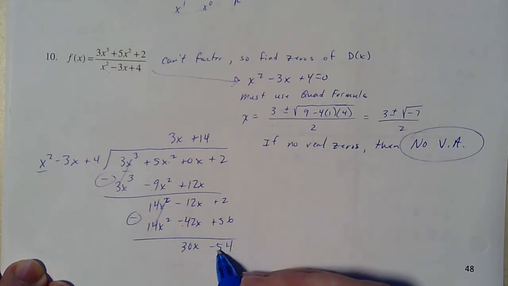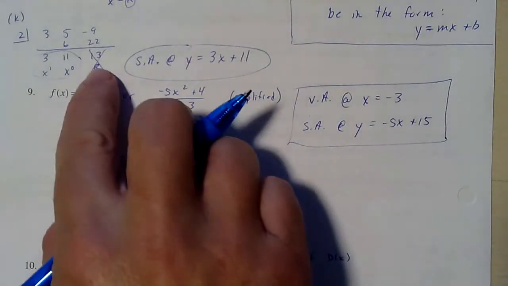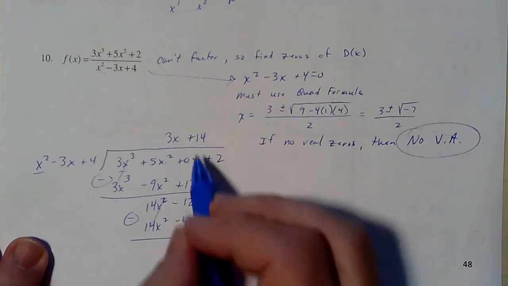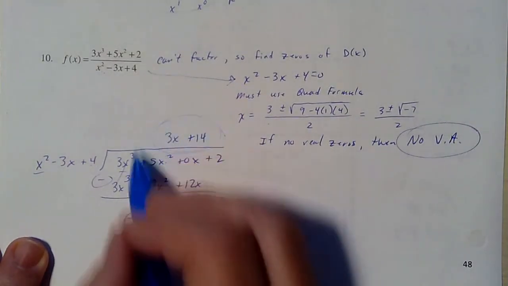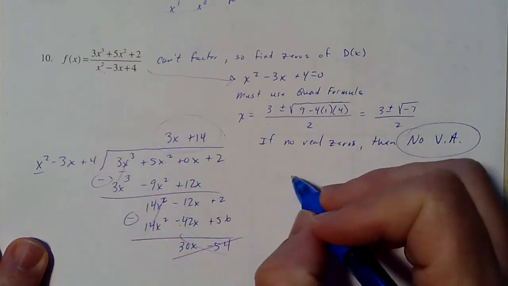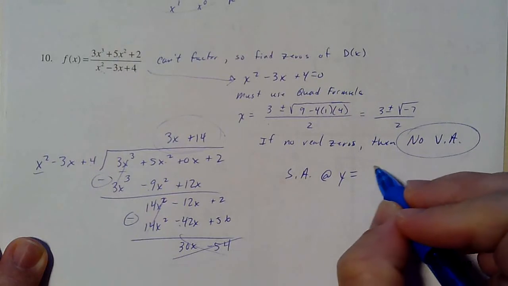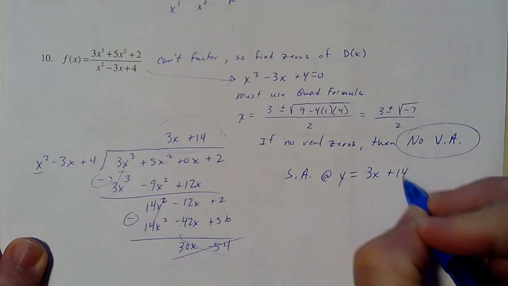This is the remainder, but what do we do with the remainder? For the slant asymptote, we disregard it. You don't have to worry about it, so we're going to throw that out anyways. Aha, here's the slant asymptote, mx plus b. So the slant asymptote is at y equals 3x plus 14.